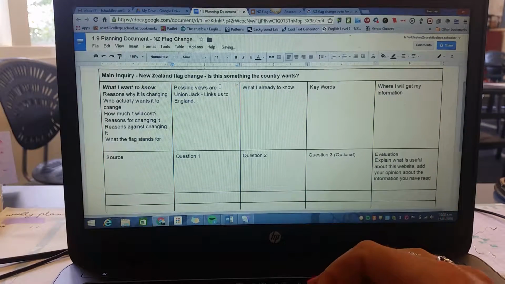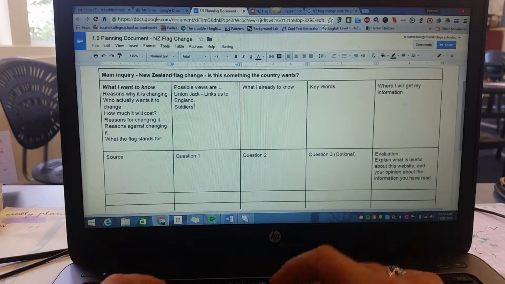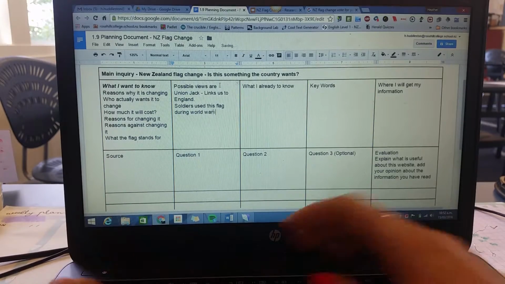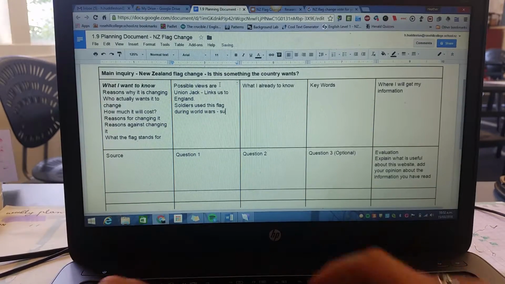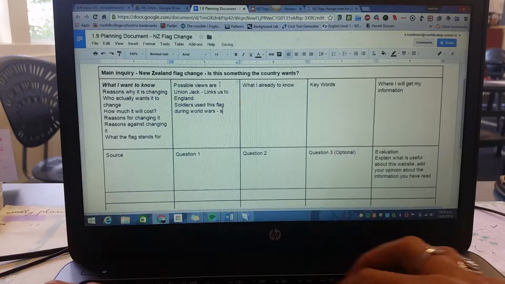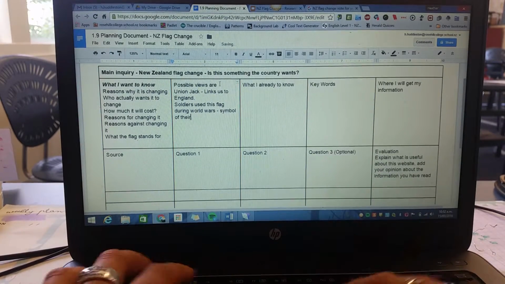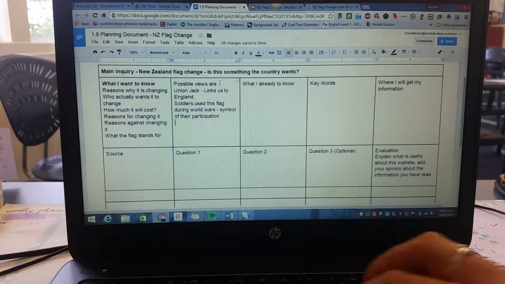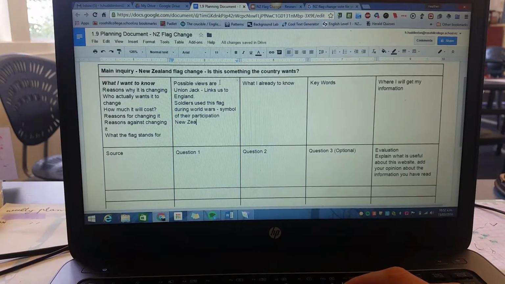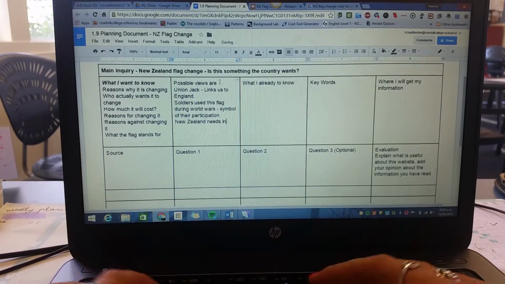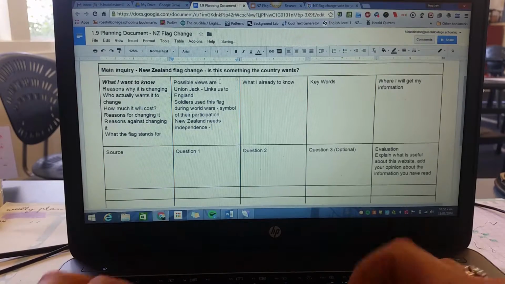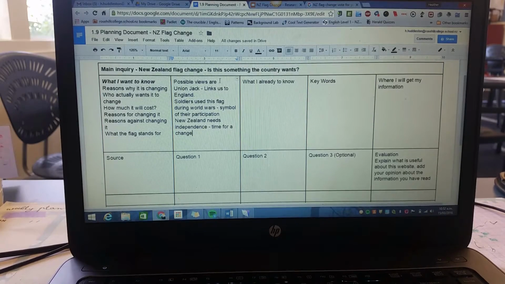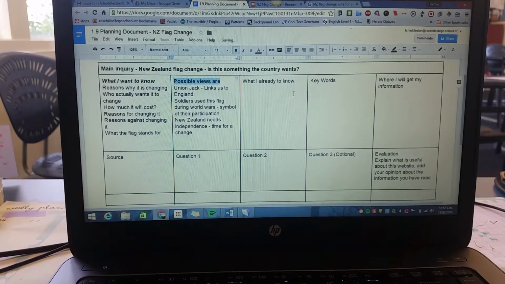And other people might say that the soldiers used this flag during world wars, and so it's a symbol of their participation. Some people might say that New Zealand needs to be more independent. New Zealand needs independence. Time for a change. So I'm already starting to think about the two sides for my topic and what they might mean.